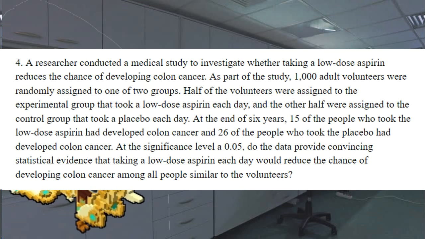Here, this one. So, a researcher conducted a medical study to investigate whether taking a low-dose aspirin reduces the chance of developing colon cancer. As part of the study, 1,000 adult volunteers were randomly assigned to one of two groups. Half of the volunteers were assigned to the experimental group that took a low-dose aspirin each day, and the other half were assigned to the control group that took a placebo each day. At the end of 6 years, 15 of the people who took the low-dose aspirin had developed colon cancer, and 26 of the people who took the placebo had developed colon cancer. At the significance level 0.05, do the data provide convincing statistical evidence that taking a low-dose aspirin each day would reduce the chance of developing colon cancer among all people similar to the volunteers?